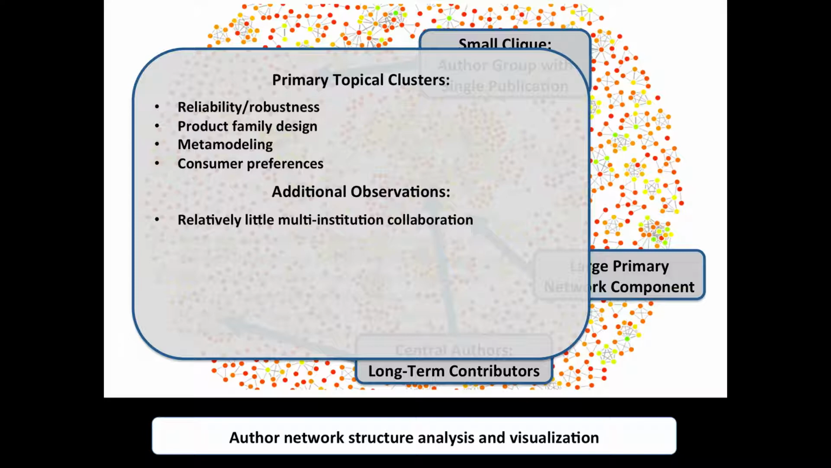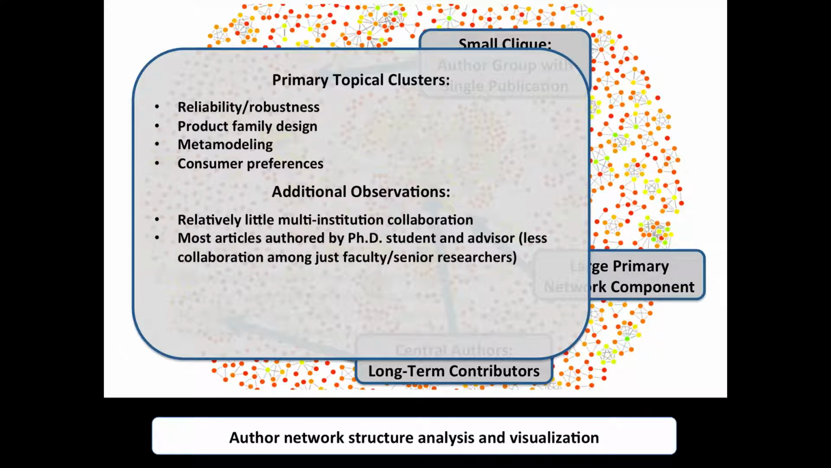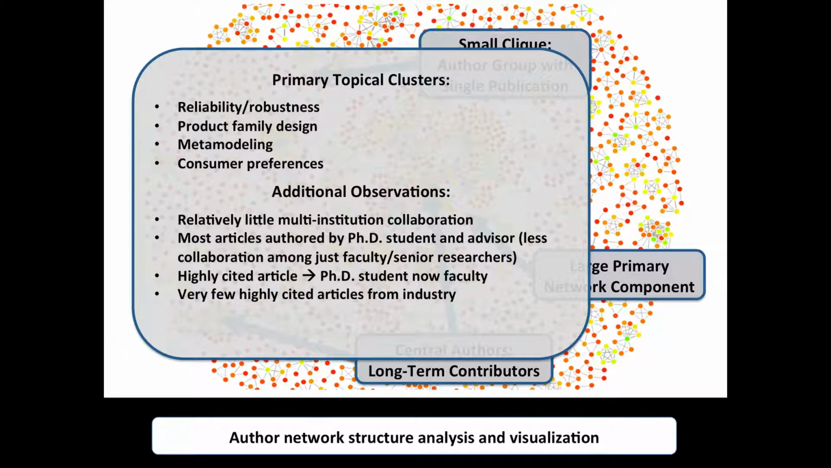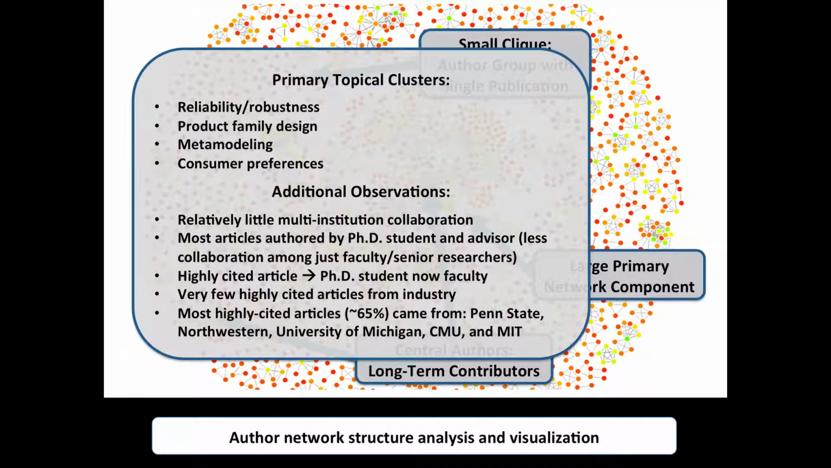For example, multi-institution collaboration is uncommon. Most articles are written by a PhD student and advisor. Student authors of highly cited articles often become faculty members. Among highly cited articles, very few articles come from industry, and most highly cited articles come from just a handful of institutions.